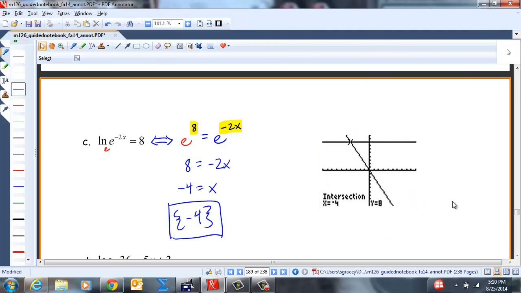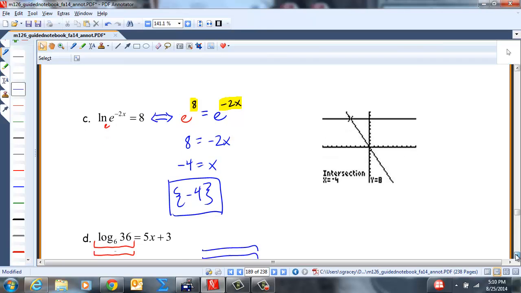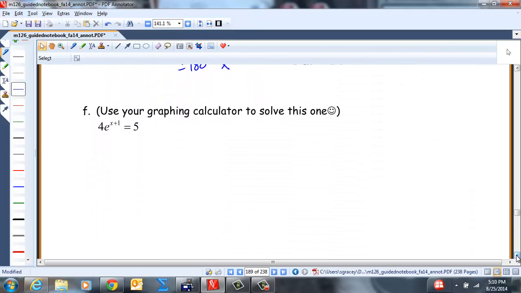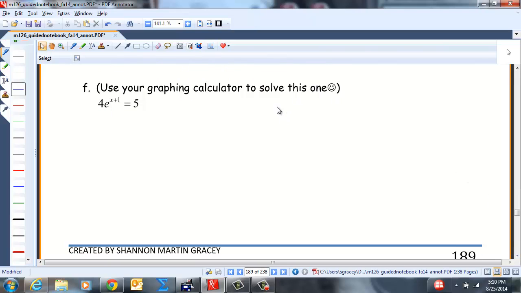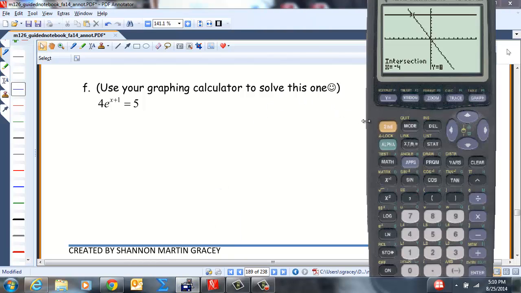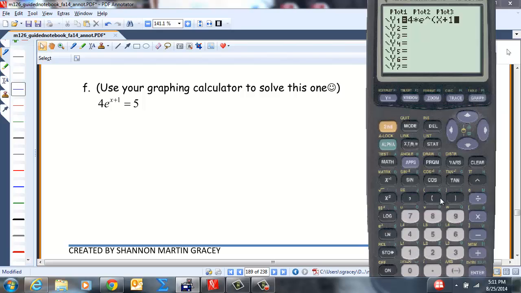All right. Okay, so where are we at? Let's use our graphing calculator to solve this one. We'll do it much in the way that we were doing it to verify, except we won't know the answer for sure. So if we go to y equals, I'll put in all the y equals for here. The first one, the left side, is 4 times e raised to the x plus 1. And then the second one will be 5.